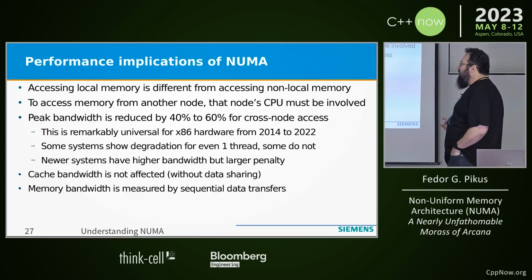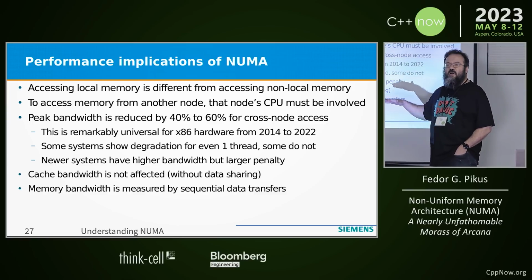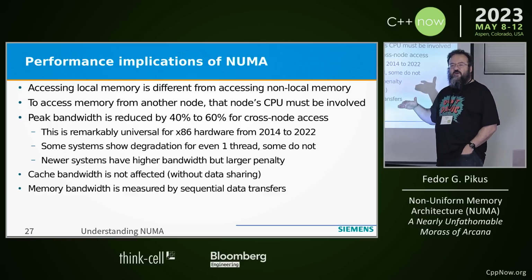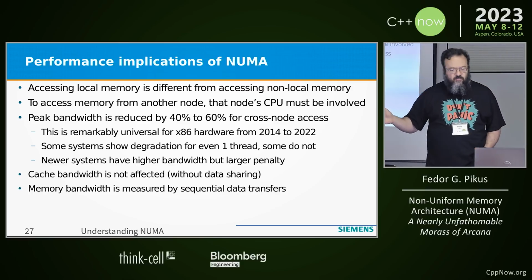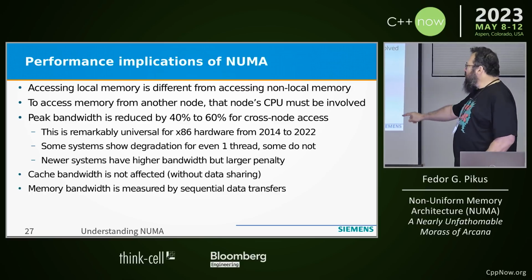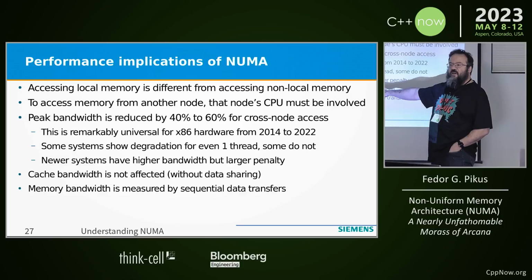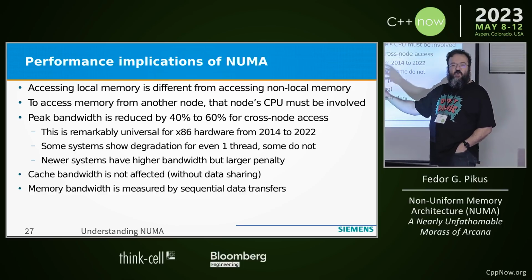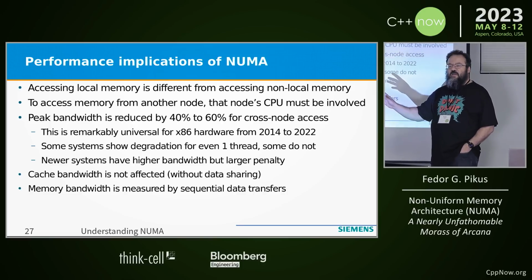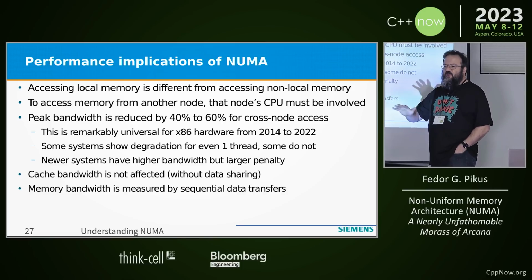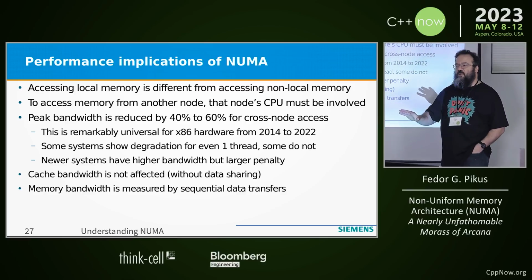And this general trend is that the newer systems have higher bandwidths overall, but also higher penalties for being suboptimal in the way you use it. In particular, when talking about NUMA, being suboptimal means going across nodes. It's also important to point out that at least without data sharing, cache bandwidth is not affected. You still have L1, L2 cache per core, just like you always did. And L3 cache is per node, which means you're sharing it between cores, but you do that on non-NUMA systems as well. But there is no interaction of NUMA nodes if you're only talking to your L3 cache.